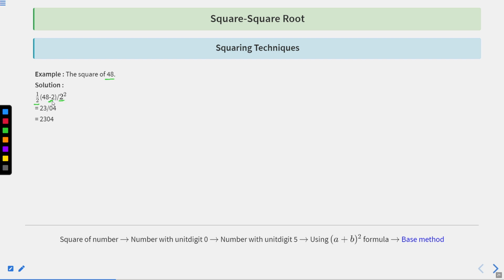So 48 minus 2, that is 46, and dividing it by 2 gives 23, and 2 square is 4, but we will write it as 04. So now remove the slash and it will be 2304.